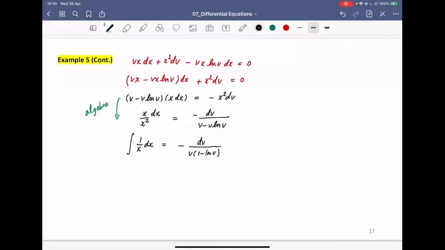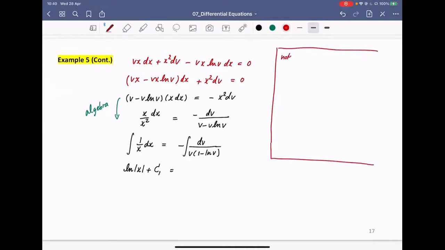So you integrate on both sides. Integrating on the left hand side is super easy, right? Because you get log absolute x plus c. On the right hand side, how do you integrate that one? Okay, let's look at that. This is just a note because some of you already forgot how to integrate. So integrate 1 over v times 1 minus log v dv.